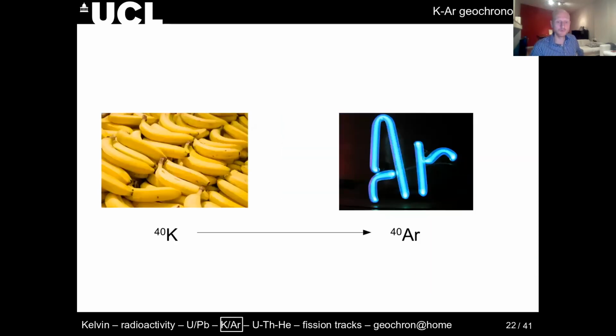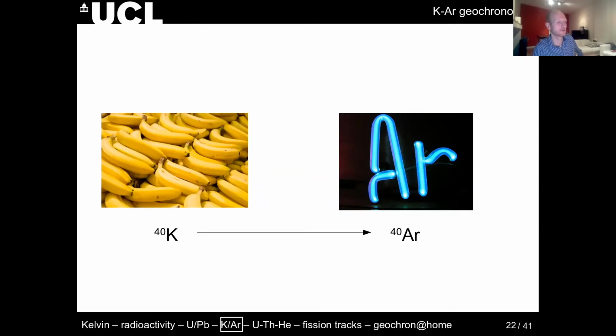All right, let's move on from uranium-lead to a second chronometer, the potassium-argon system. Potassium has three isotopes: 39, 41, and 40. Potassium-40 is the rarest isotope. It is radioactive with a half-life of 1.25 billion years. So again, ideally suited for geochronology.